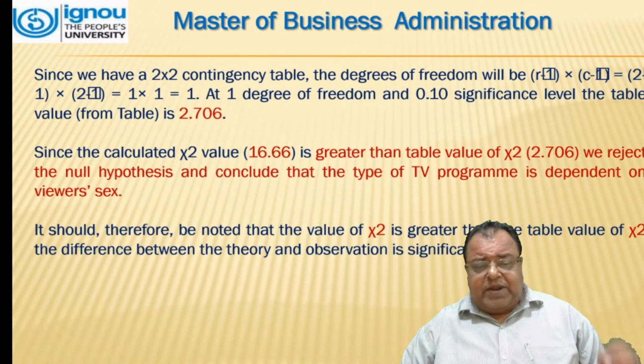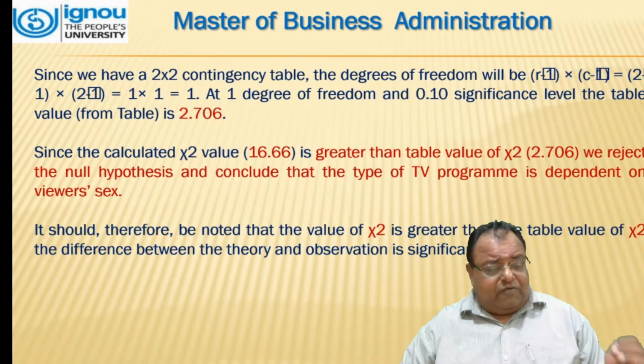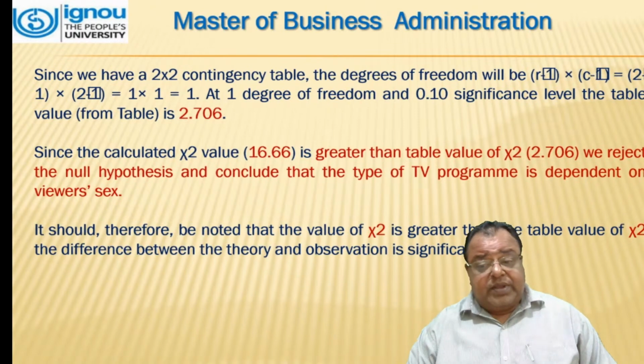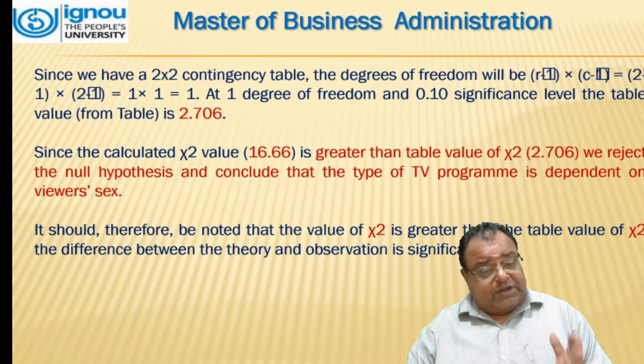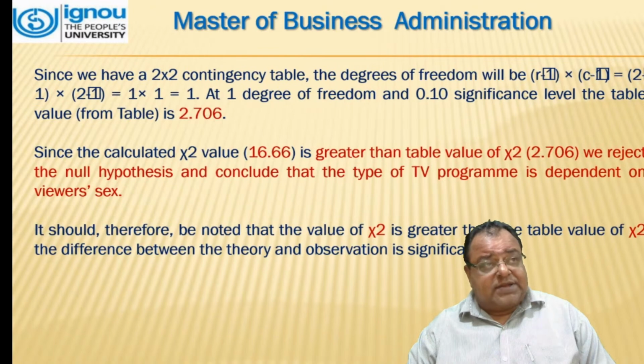It should therefore be noted that the value of Chi square is greater than the tabular value of Chi square. The difference between the theory and observation is significant.